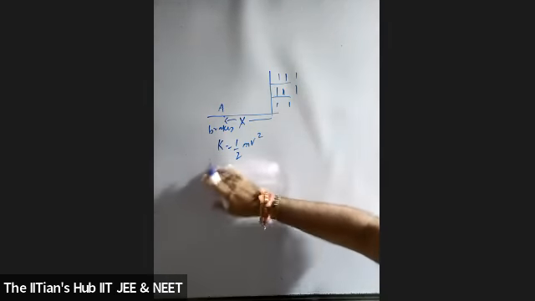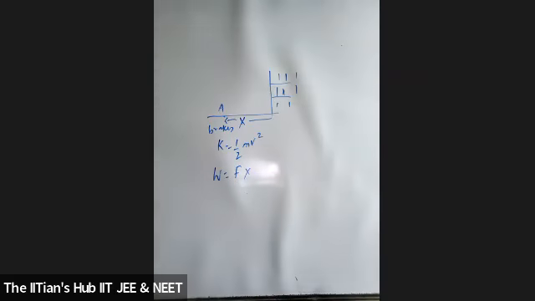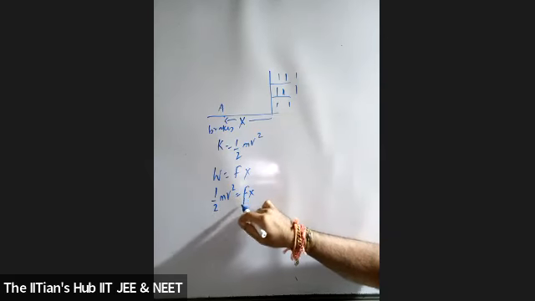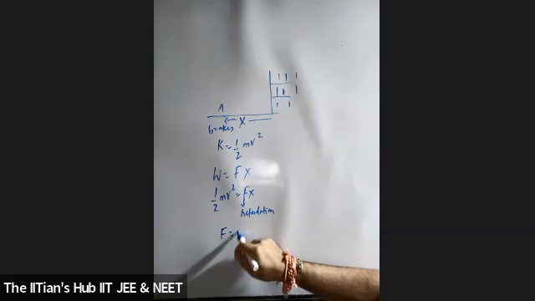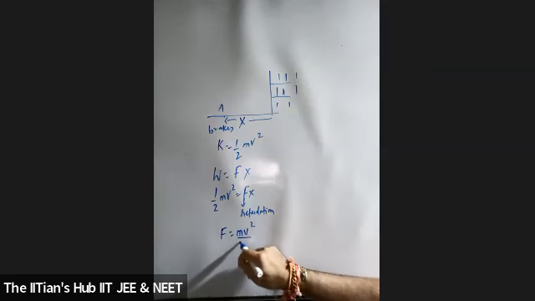So work done to overcome the retarding force is F into x. And kinetic energy is equal to work done. So half mv square is equal to fx. Therefore, from this we get the distance x is equal to mv square upon 2F, so F is equal to mv square upon 2x.